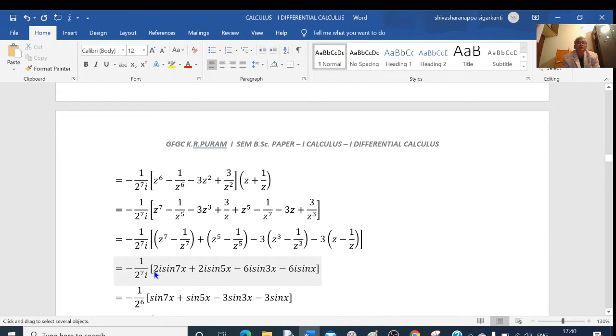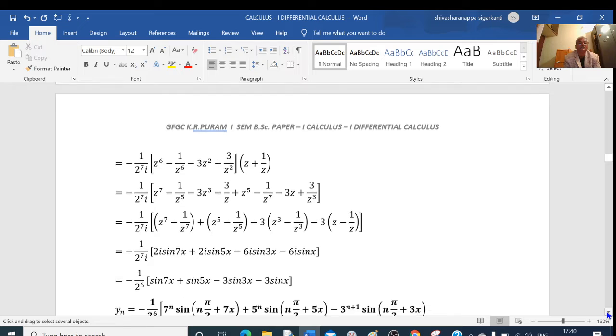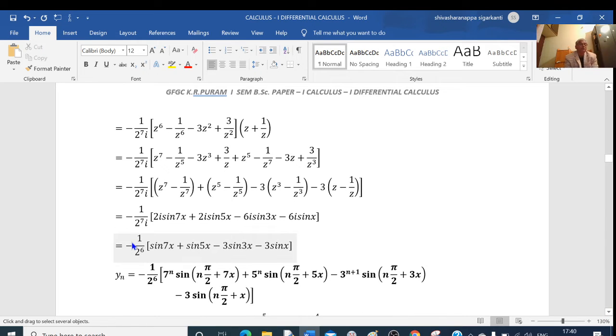Now 2 taking common factor and cancelling with this, this becomes 1 by 2 to the power of 6, and taking this 1 by 2 inside, all the i's get cancelled. Then what I am getting is minus 1 by 2 to the power of 6 into (sin 7x plus sin 5x minus 3 sin 3x minus 3 sin x).